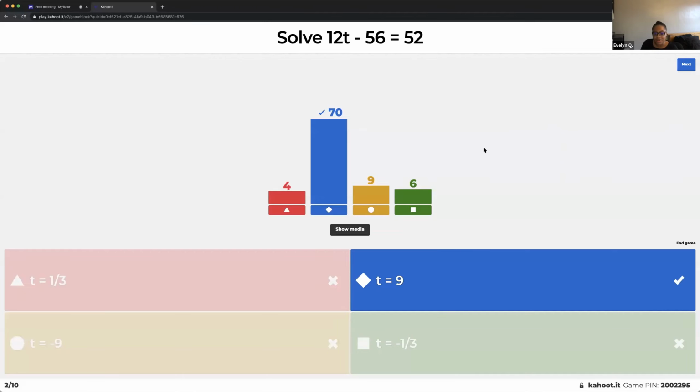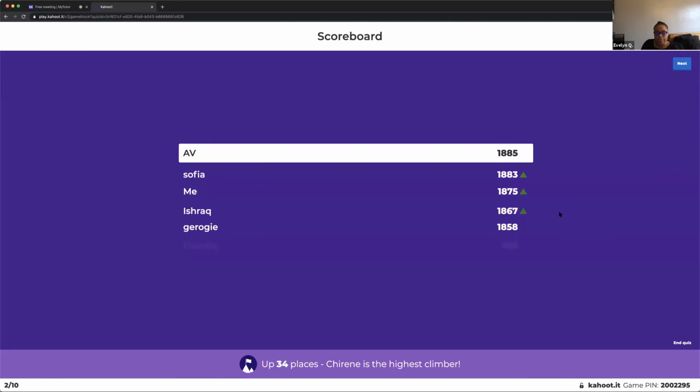Well done for those of you who got t equals 9. Now remember, get rid of that minus 56 first. The opposite of taking away 56 is adding it. Add 56 onto both sides. So you get 108 on the right hand side, because 52 plus 56 is 108. Then 108 divided by 12 gives you 9. So t should equal 9. Well done for everyone who got that one. Brilliant. Well done to the top 5.